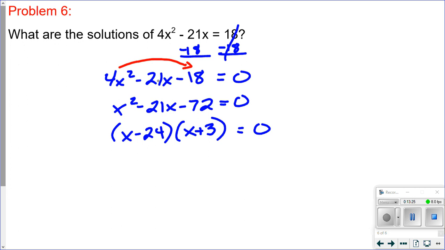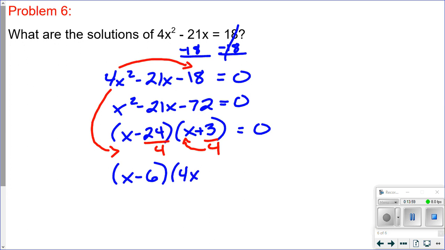And then this 4 that we slipped to the end, now we have to bring it back. So we have to divide here by 4. So the 24 divided by 4 will simplify to 6. The 3/4 I can't simplify, so again, what we do here is we slide the 4 up in front of the variable x. So this becomes 4x plus 3 equals 0.